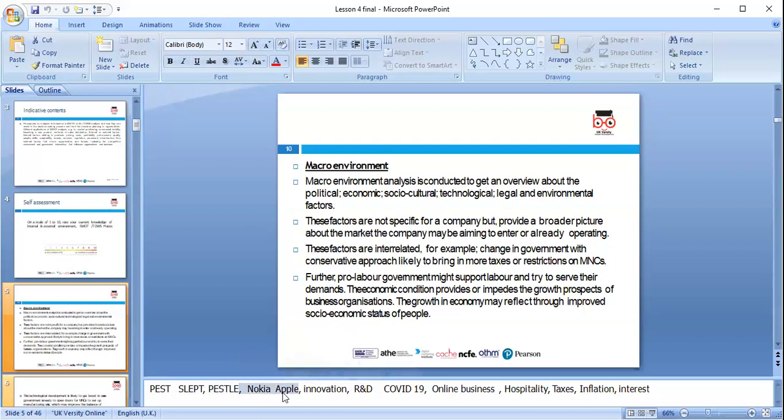So at the moment, Nokia is not a market leader. Why not a market leader? Because they did not spend money on research and development. They did not make the right decisions, and the company which used to be the leader in the world could not sustain.